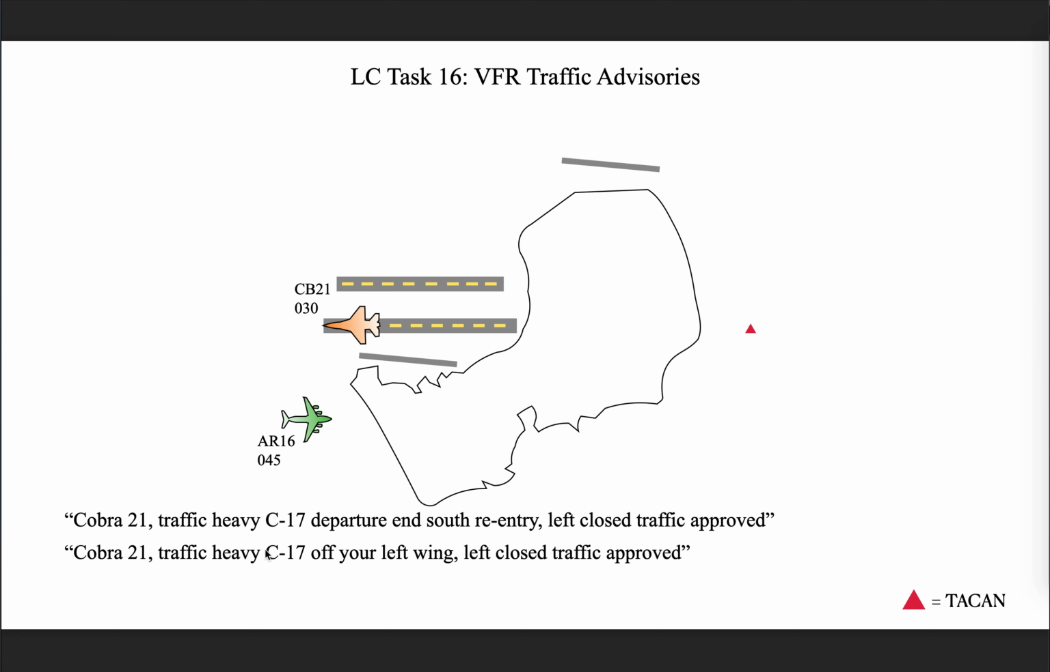It just depends on where the aircraft is, and whether they can see them at that certain point in time or not. In this scenario, he'd be able to look off his left wing and he'd be right there. He could see him. If the aircraft was a little farther toward midfield, off your left wing wouldn't probably be the best. You could say traffic Heavy C-17 midfield, south reentry.